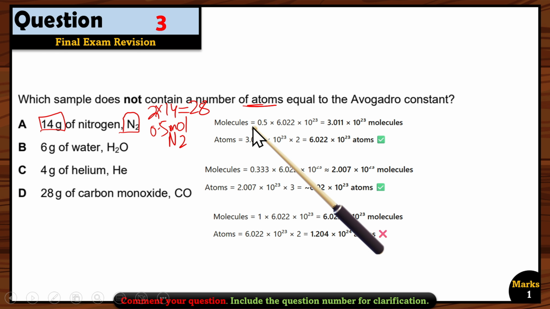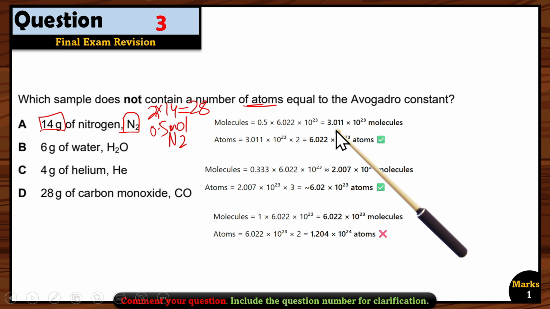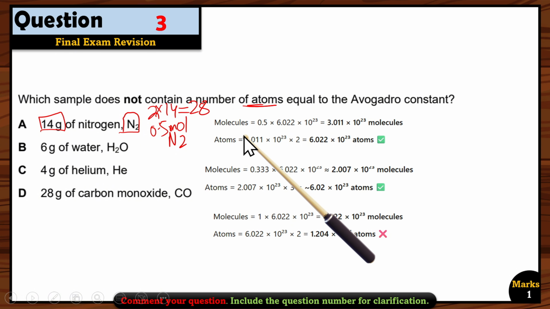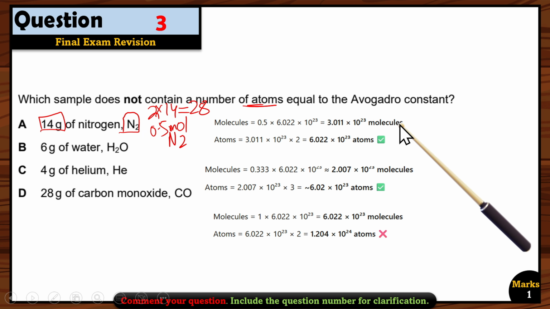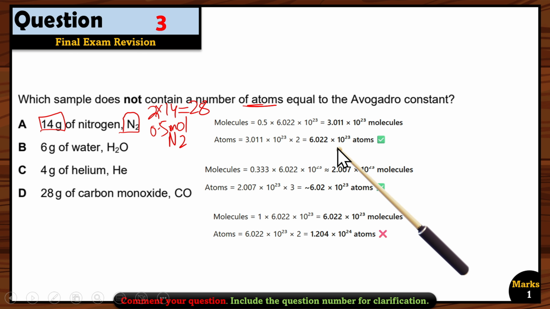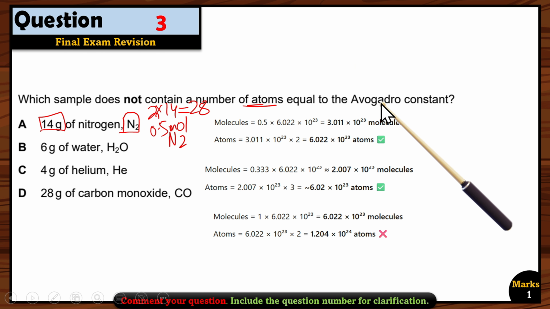So nitrogen, if it is 0.5 mole, you have to multiply with Avogadro's constant and you will get how many molecules it has. It has 3.01 × 10^23 molecules. But for the atoms, because in the question they are asking about the atoms, how many atoms do we have? 2 here. So when you multiply this 2 with this number of molecules, you will get 6.02 × 10^23. That is equal to Avogadro's constant. So this option is right.